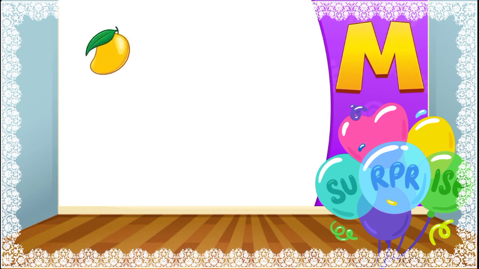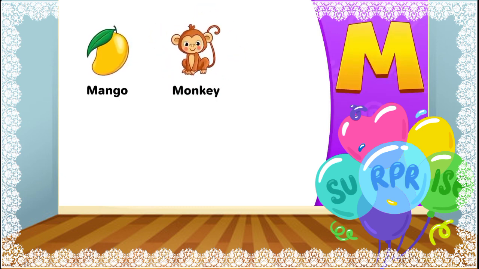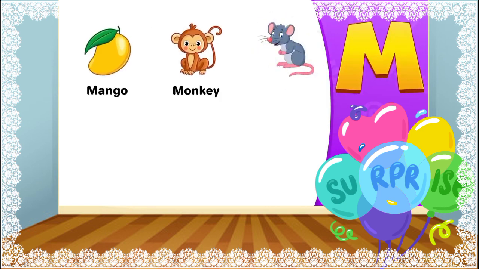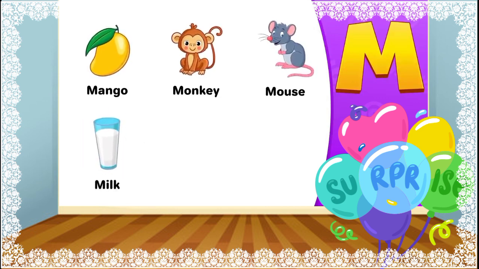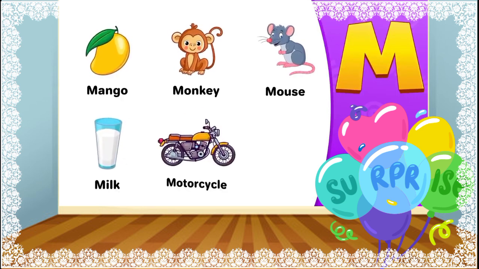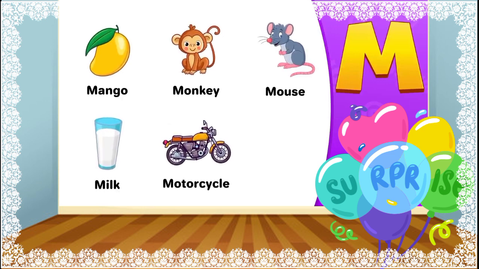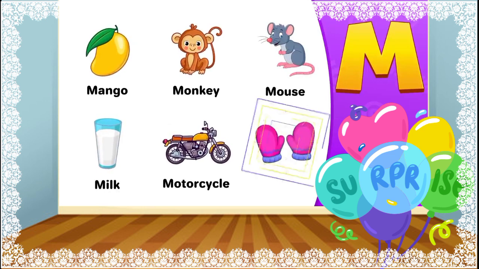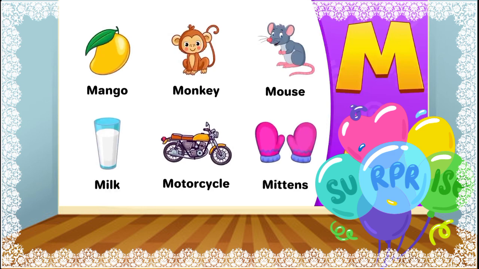M is for mango. M is for monkey. M is for mouse. M is for milk. M is for motorcycle. M is for mittens.